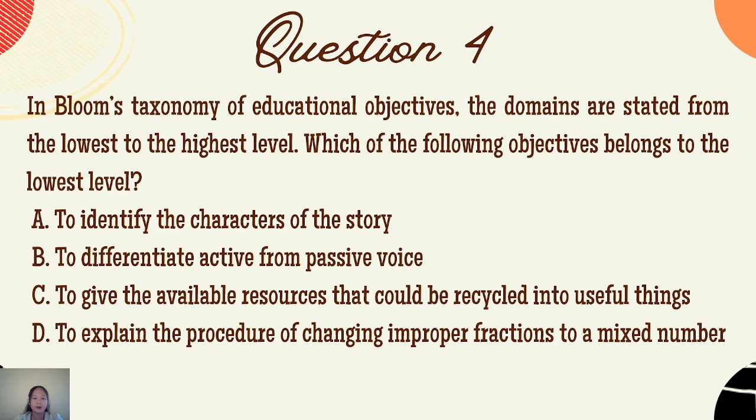Now question number 4. In Bloom's taxonomy of educational objectives, the domains are stated from the lowest to the highest. Which of the following objectives belongs to the lowest level? So the correct answer is letter A, to identify the characters of the story. The lowest level in Bloom's taxonomy is remembering, which involves recalling facts or basic information. Identifying characters requires simple recall, fitting into this level.